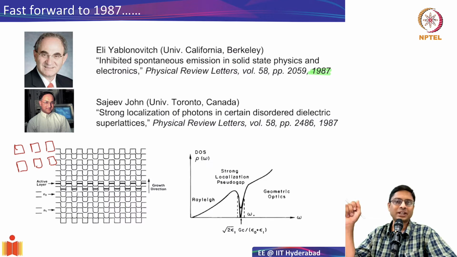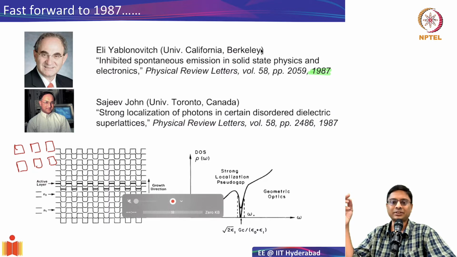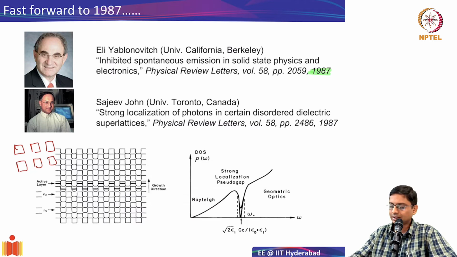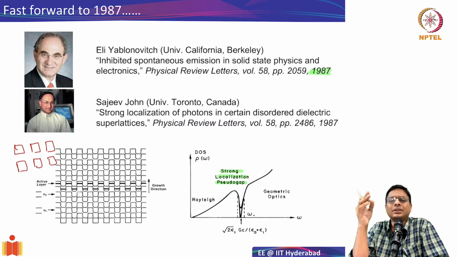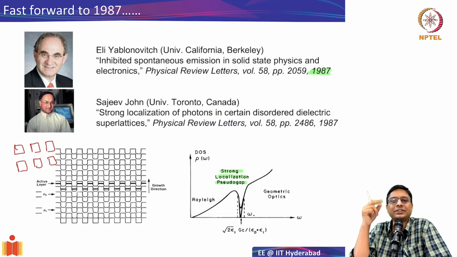So if you have such a scenario, he found out that there's going to be a sharp gap in the density of states in such structures, and that's what he called a band gap, or in this case a strong localization band gap. This also goes back to the theory of Anderson's localization in electronics. So he tried to borrow some of those ideas and introduce them in photonics.